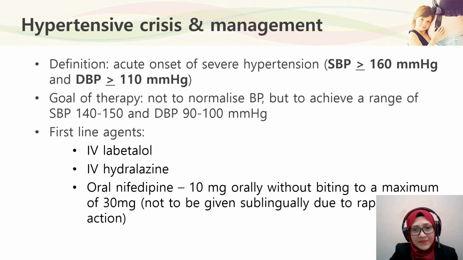So now we come to hypertensive crisis and management. This is when we want to treat severe preeclampsia or severe eclampsia, in which there is a high BP of more than 160 over 110. The goal of therapy is not to normalize the BP, but rather to achieve a systolic of 140 to 150 and a diastolic of 90 to 100. Okay, we do not want to normalize the BP to 120.